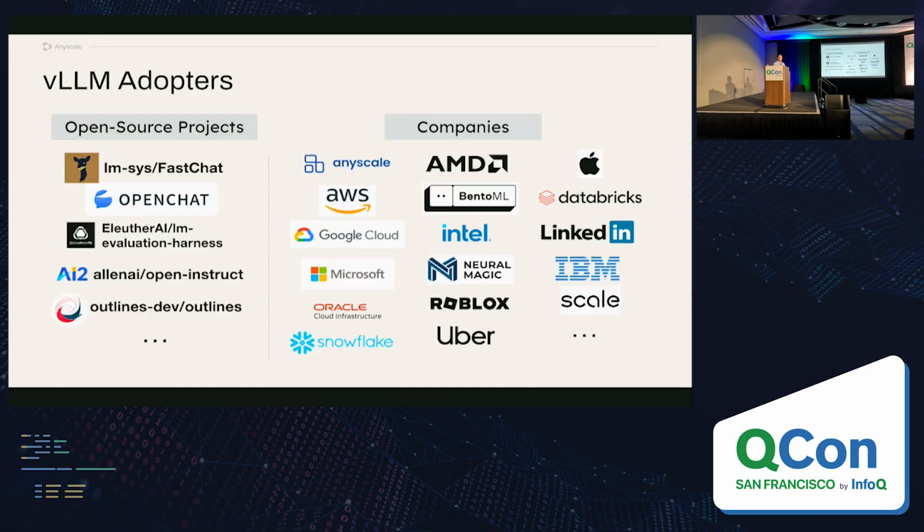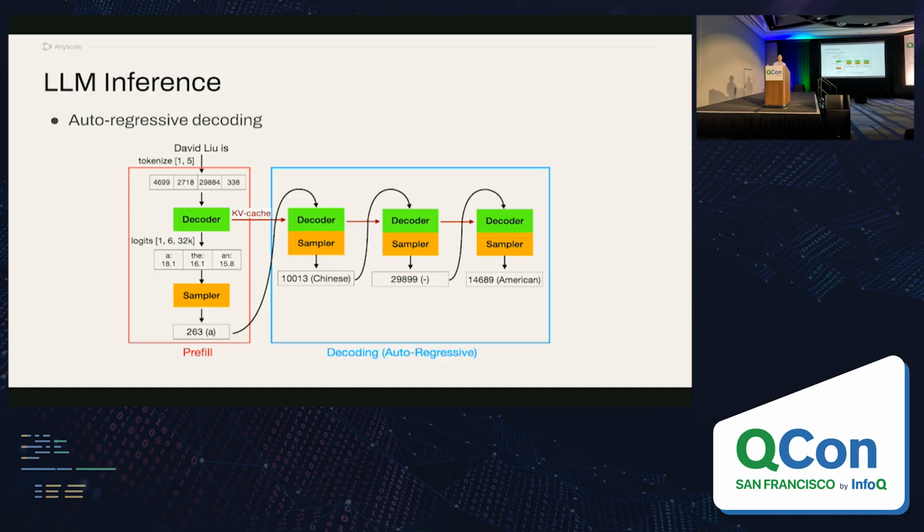There are also a lot of adopters that use vLLM in their products, including some open source projects and companies. I want to talk a bit about the key features we use in vLLM and what we have already contributed. But before that, I want to take a step back and briefly introduce how large language models do inference. Different from a traditional machine learning model, where you simply send the input, do the model forwarding and get output, a large language model uses so-called auto-regressive decoding to do the inference.